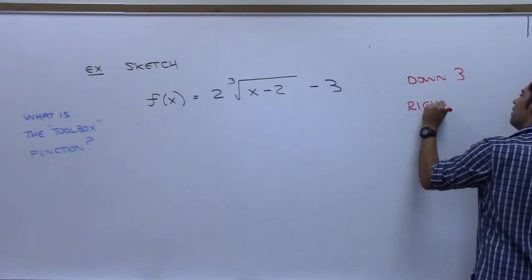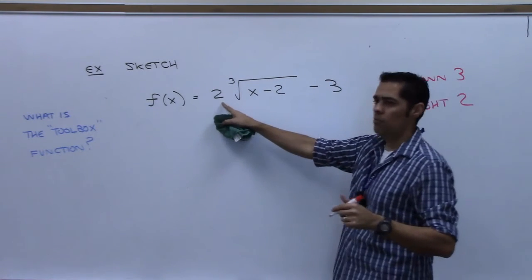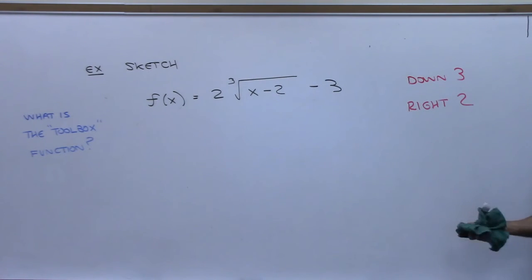Anyone disagree with that? Okay, you want to give me the next one? Go ahead. And it's going to multiply all of the outputs by 2. Okay, 2 out in front. That would be, what kind of transformation is that?